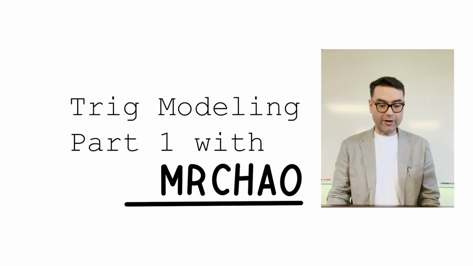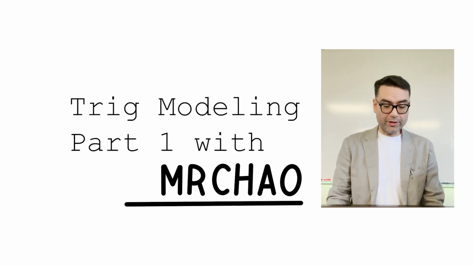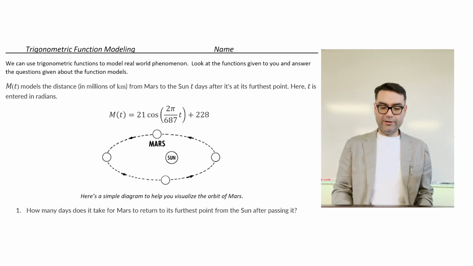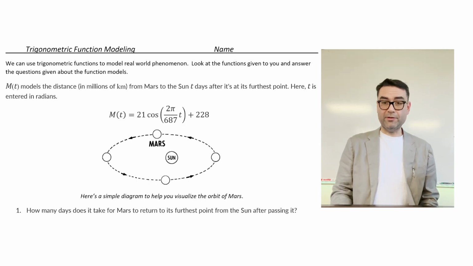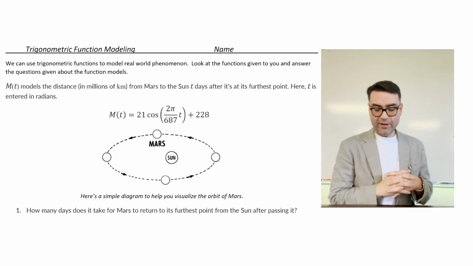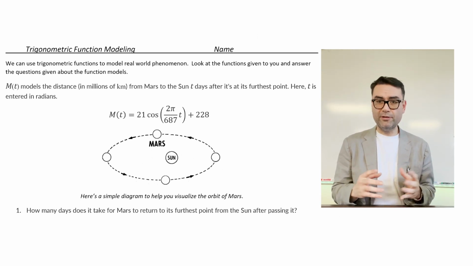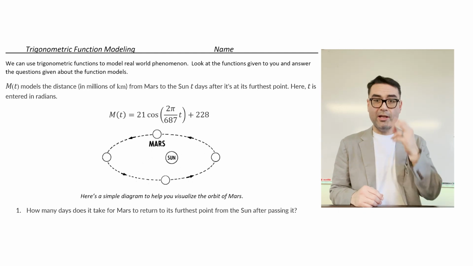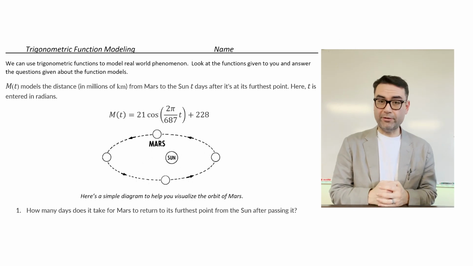Let's look at trigonometric function modeling. We can use trigonometric functions to model real-world phenomena. Look at the functions given to you and answer the questions given about the function models. So in this handout, we have two scenarios, two real-world phenomena: the orbit of Mars around the sun, and in the other problem, we look at the average temperatures in Seoul, South Korea.